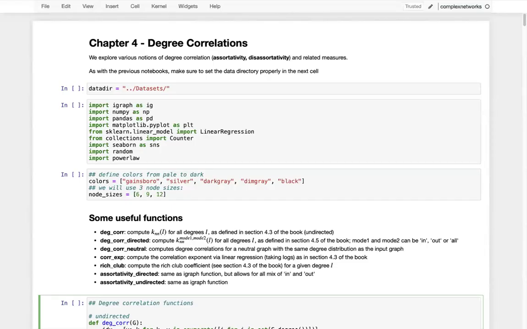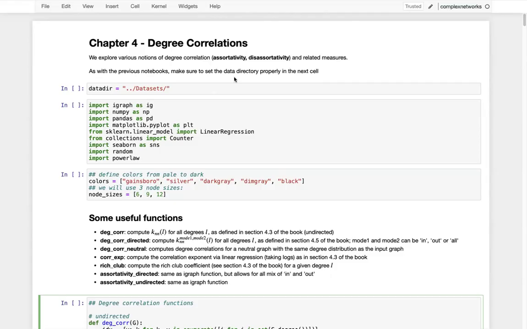We're covering the Python notebook that accompanies Chapter 4 of the textbook Mining Complex Networks. So this chapter is concerned with the notion of degree correlation. So we're going to explore various notions of assortativity, disassortativity, for example, and some measures of assortativity.